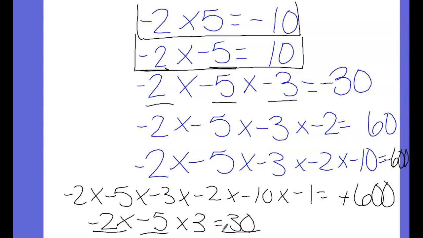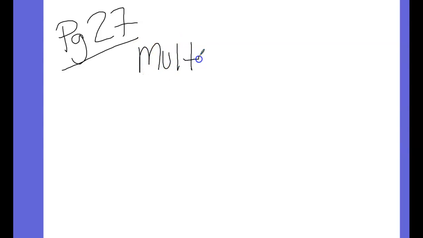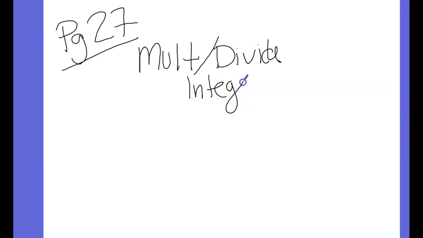So in your notebooks, in your table of contents, on page 27, you're going to title it multiply / divide integers. 25 and 26, adding and subtracting. And you're going to write the rule.